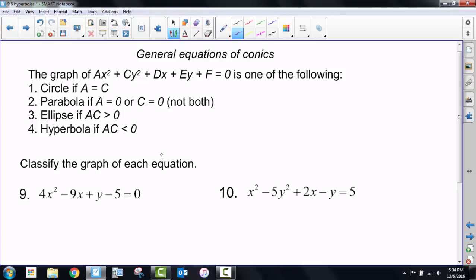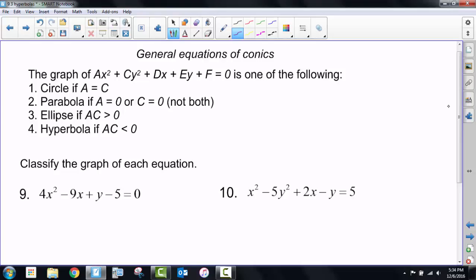So the first one says it's a circle if a and c are equal. We've seen that already. If we have a 4x squared and a 4y squared, that's a circle. If we have a negative, we haven't run into this one, I don't believe, but if we had a negative 8y squared and a negative 8x squared, again, circle. Okay? If only one of a and c exists, is the way I think about it. So if there's an x squared term but not a y squared, or vice versa, definitely a parabola. That's the only way you can have one, not the other. And then for ellipse and hyperbola, if it's not a circle, not a parabola, it's going to be one of those two based on what we're doing here.